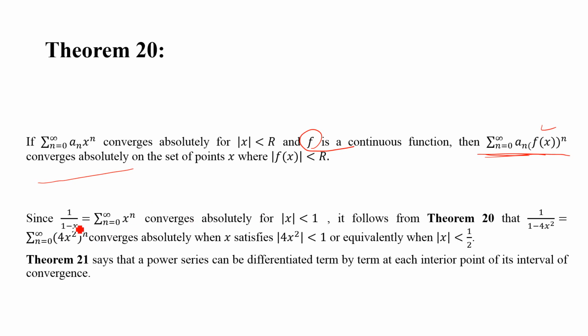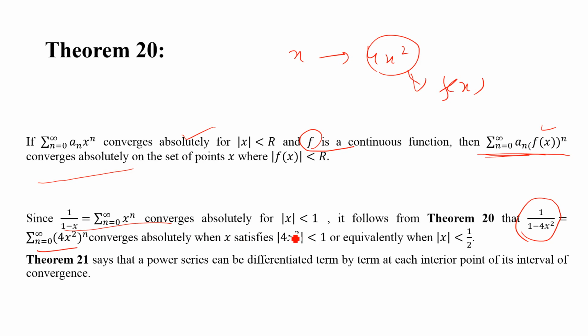And as an example, we have 1 over 1 minus x equals sigma x^n. We have already shown this converges absolutely for |x| < 1. So it follows from this theorem that 1 over 1 minus 4x^2, that is, we replaced x by 4x^2, so in this case our f(x) is 4x^2, and this is the series sigma (4x^2)^n. This series is also convergent and converges to this, absolutely, when x satisfies |4x^2| < 1, or equivalently |x| < 1/2. You can solve this and get this interval for x.